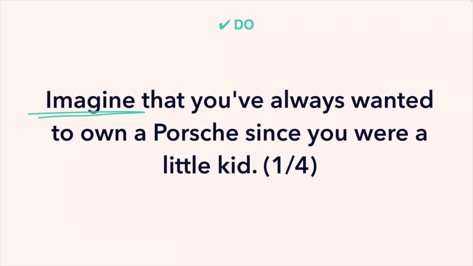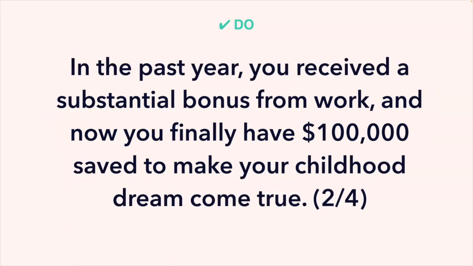So imagine that you've always wanted to own a Porsche since you were a little kid. That's step one. Now we're going to take that to the next level. In the past year, you received a substantial bonus from work, and now you finally have, ignore the money, it can be anything, to make your childhood dream come true. Basically what we're saying is, imagine you can afford a Porsche, but we've added another level of depth to that. So that's step 2 of 4.